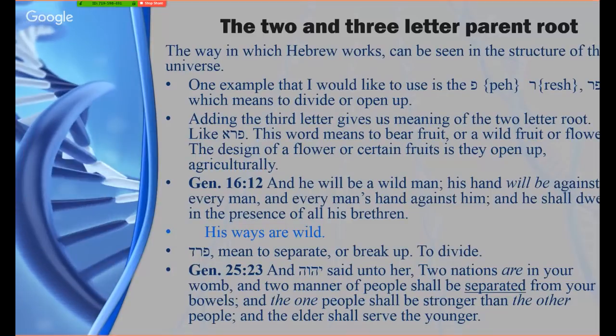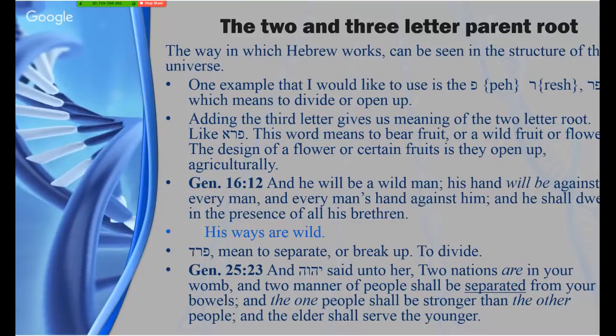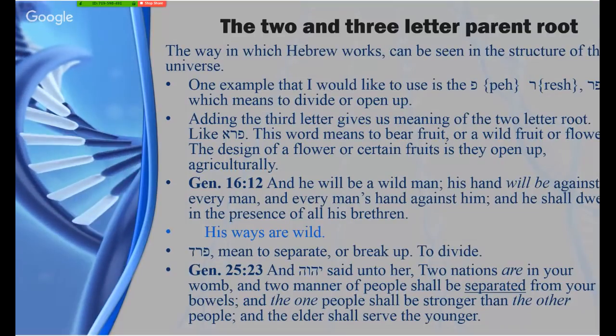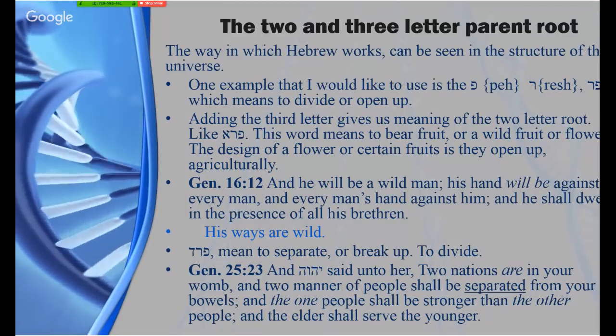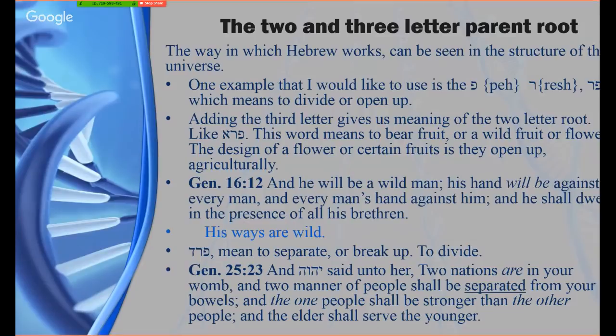The next one I'm going to use is parad, which means to separate or to break up or to divide. Genesis 25:23 says, and Yahuah said unto her, 2 nations are in your womb, and two manner of people shall be parad, separated from your bowels, and the one people shall be stronger than the other people, and the elder shall serve the younger. So you see, by adding that letter, it tells you it's not just an open or divide, it's a separation that's about to take place.